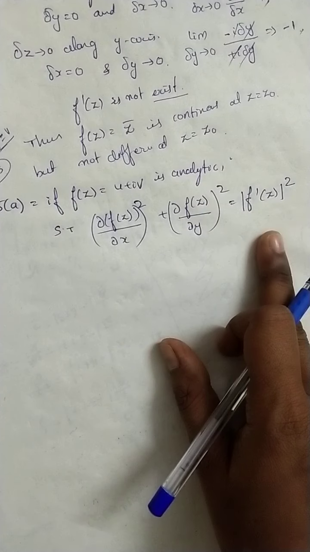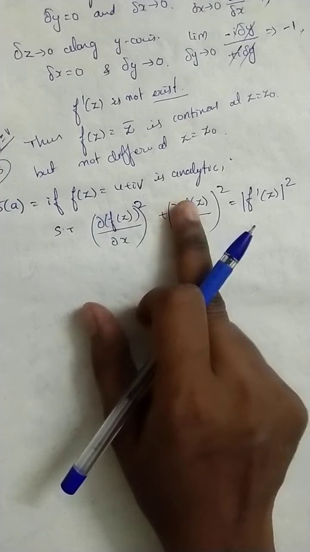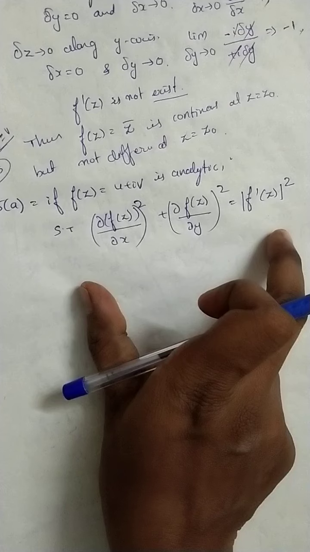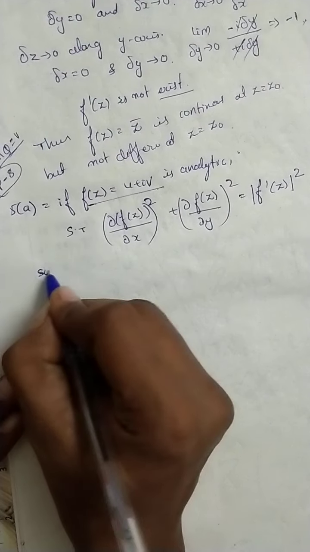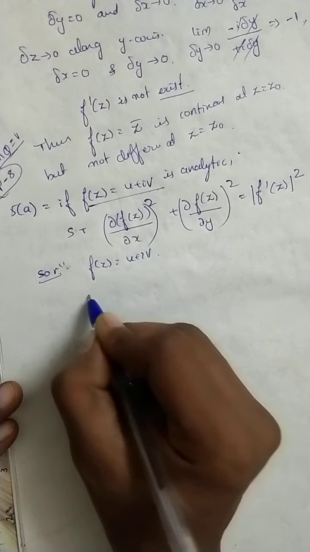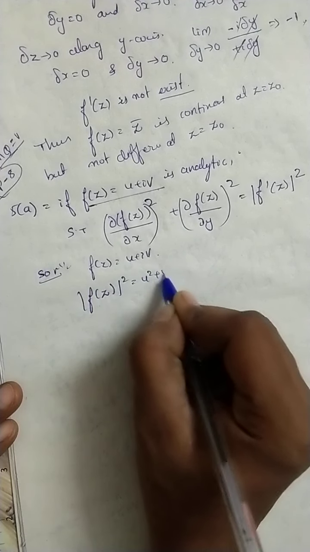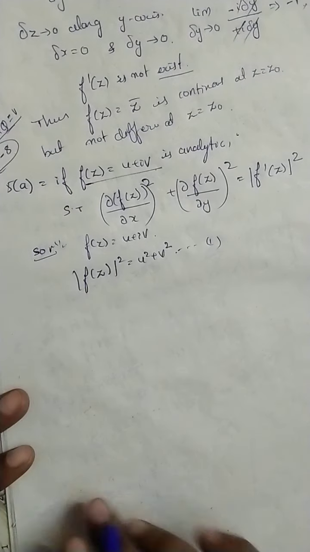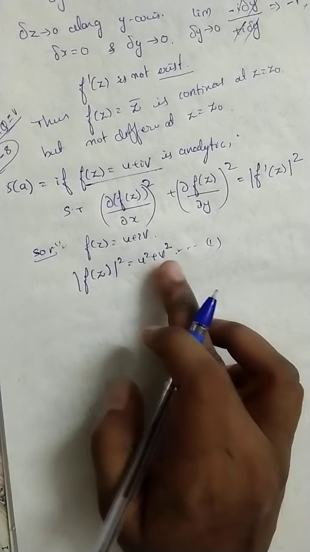So now we have to prove f of z is equal to u plus iv is analytic, and we have to show that this equation we have to prove. Okay, so first we will consider this equation and we'll prove that it is analytic. So f of z is equal to u plus iv. So f of z the whole square is equal to u square plus v square. Okay, so this is our first consideration. Means if you take the square, you will get the same answer only.